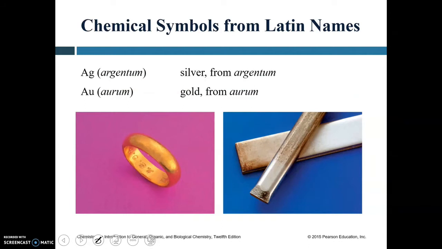Now here are some examples. For instance, silver, its symbol is not Si, it's Ag from Latin argentum, which means silver. And gold, for instance, its symbol Au comes from the Latin word aurum for gold.